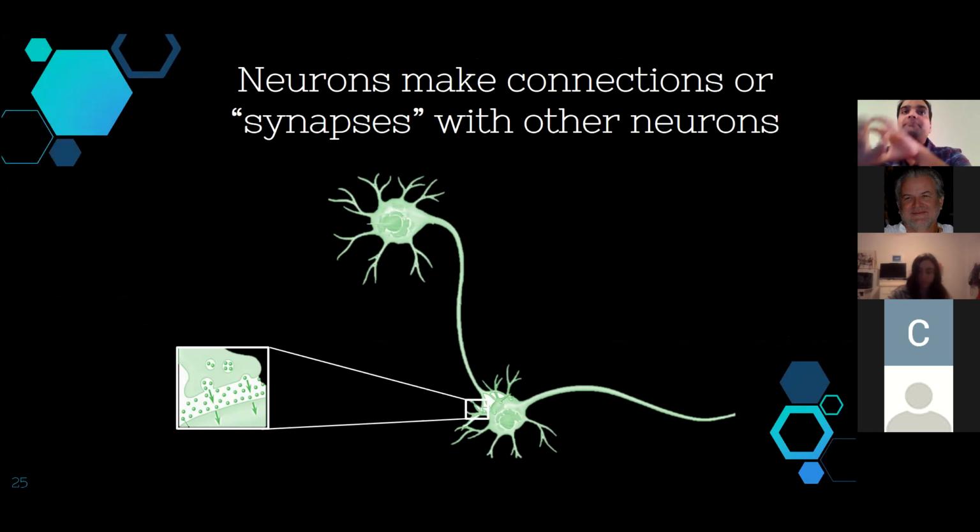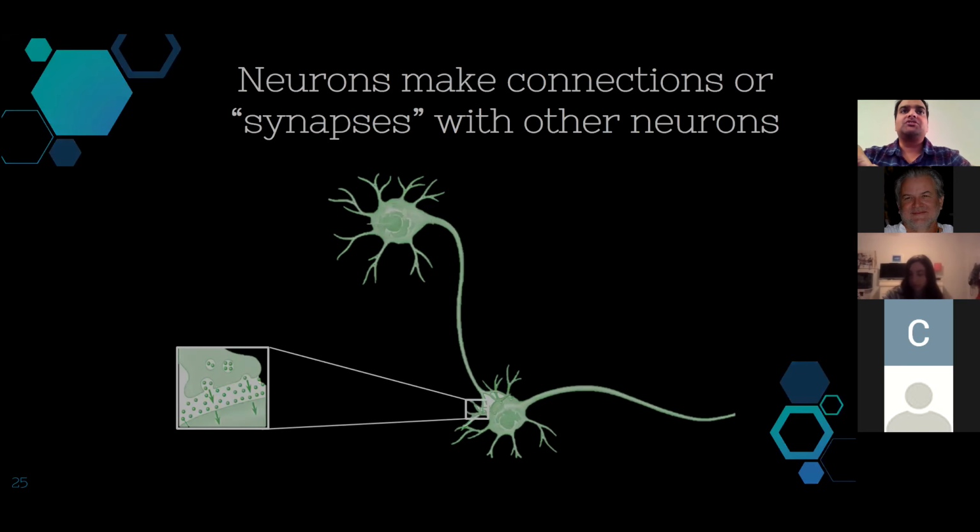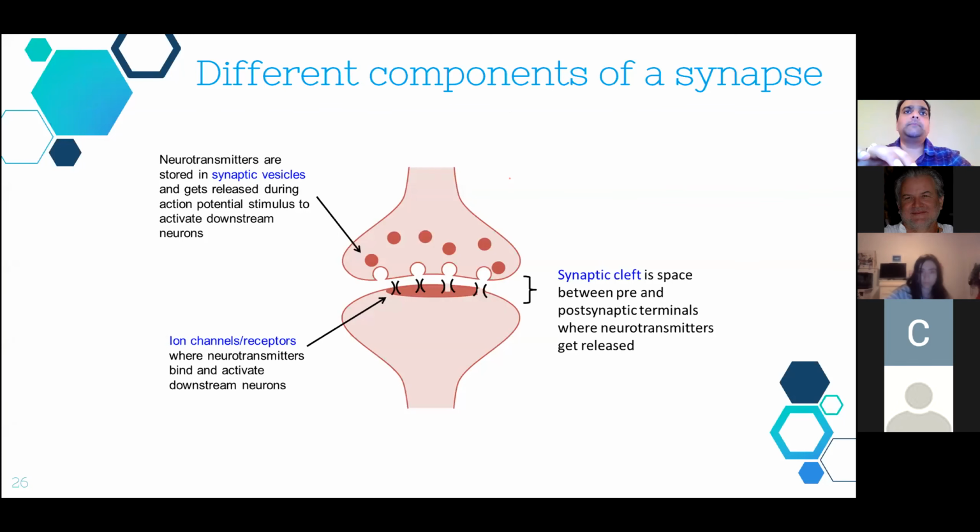Okay, so we learned about the electrical communication between the neurons, and where do these neurons make the electrical communication? They make it at these specific sites called synapses. And this is where the two neurons come close together and communicate. So now let's understand the structure of a synapse a little bit more.